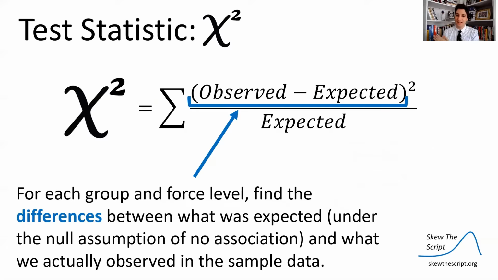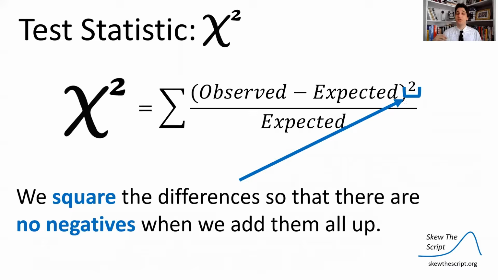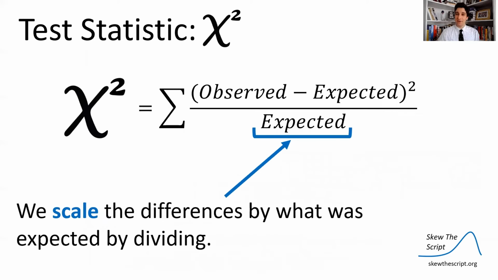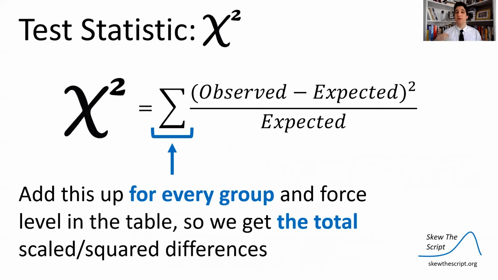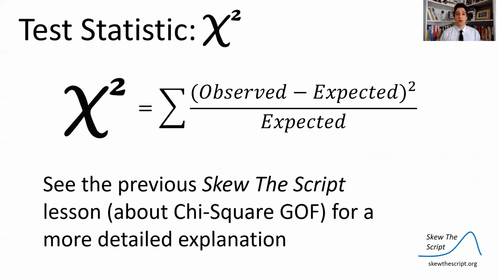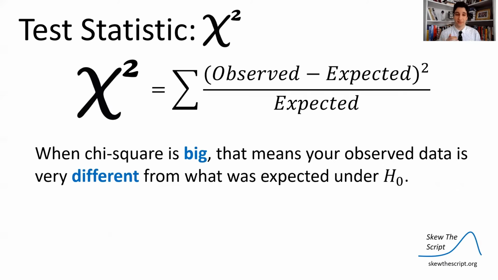First, you look at the expected counts and the observed counts and you subtract them to find the difference between what was observed and expected for each table cell. Then we square those differences so that when we add up all those differences together, there's no negatives that cancel things out. We divide by the expected counts to scale what we got by what we expected. And then we add all that up to get a sense of the total differences in this table. So if you want to see the precise derivation of this, you can go back to our last lesson on chi-squared goodness of fit for more detailed explanation.